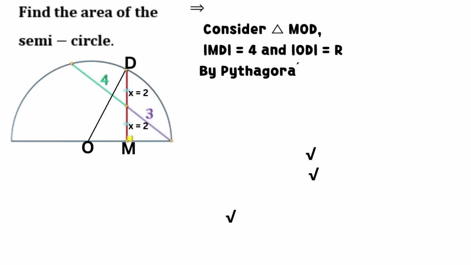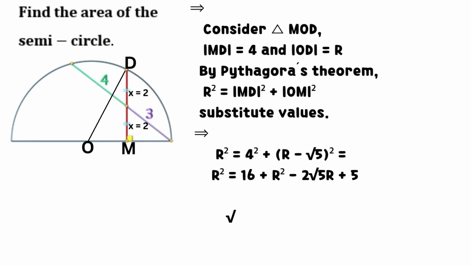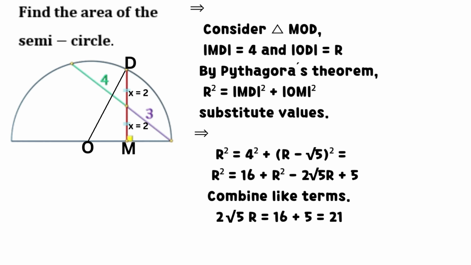Consider triangle MOD. Line MD equals 4 and line OD equals R. By Pythagoras theorem, the square of R equals the sum of the square of line MD and the square of line OM. Substitute values and we have that the square of R equals the sum of the square of 4 and the square of R minus the square root of 5. Simplify further and combine like terms. We now have that 2 times the product of the square root of 5 and R equals the sum of 16 and 5, which equals 21.